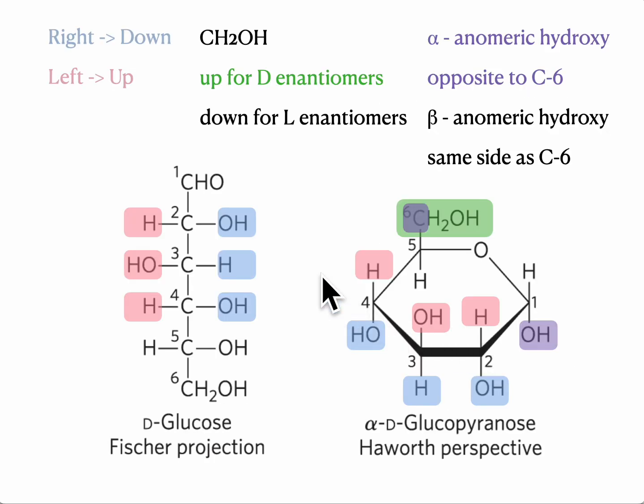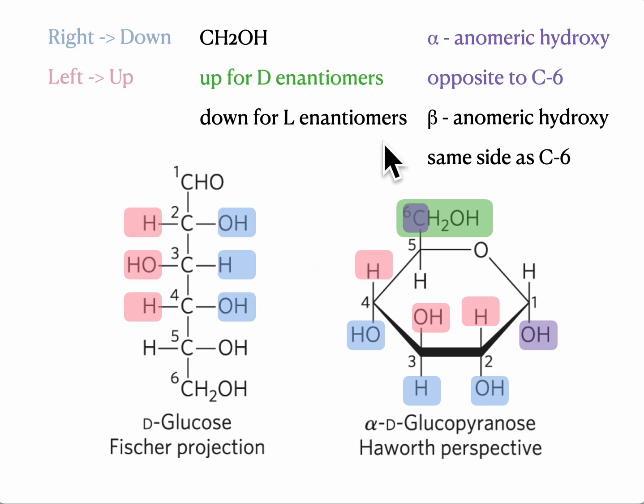All right, then we'll look at how we convert a Fischer projection into this 3D cyclical structure, which we will call the Haworth perspective. So the rule is that the groups on the right will go down. As you can see here, I highlighted them in blue, and they will end up below the plane of this ring. And the groups that are on the left will end up upwards, so they're highlighted in pink.